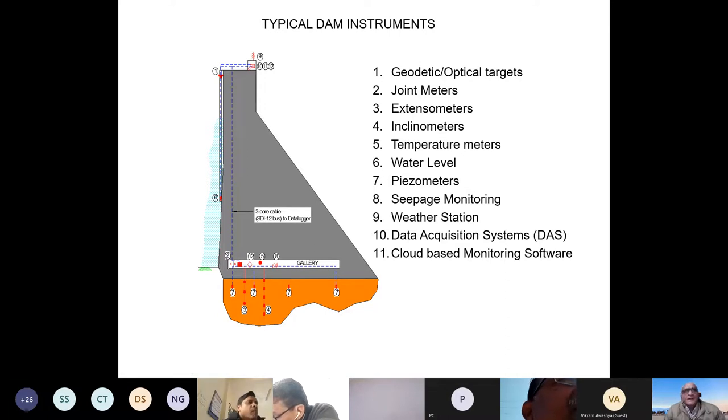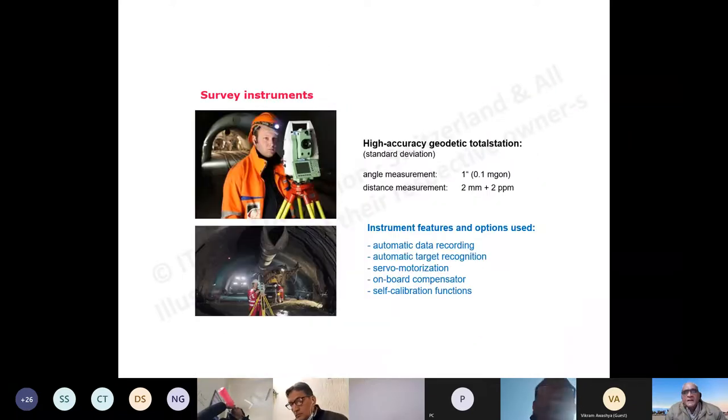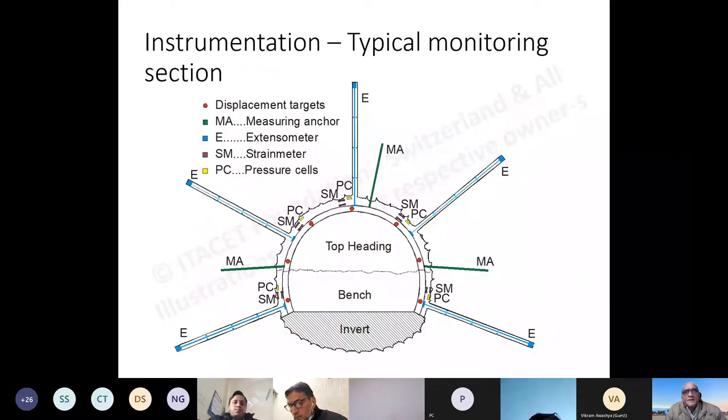Now, at this point, I would like to highlight certain points for your attention, because these are very important points as far as instrumentation is concerned. One part is that the instrument is purchased, it's installed, and you take the data during construction. After construction is over, you take the data through the data acquisition system. Even during construction, you get a lot of data points. Now, what do you do with such a large amount of data? You have to analyze the data.